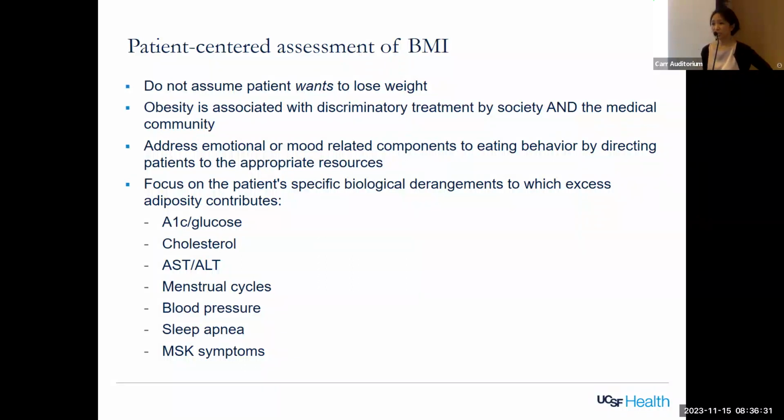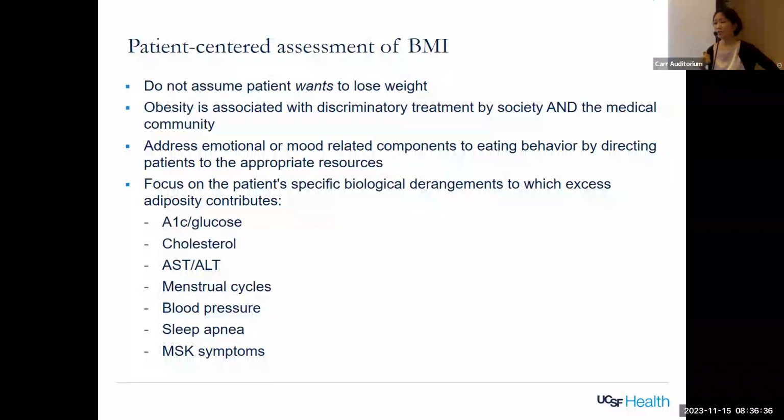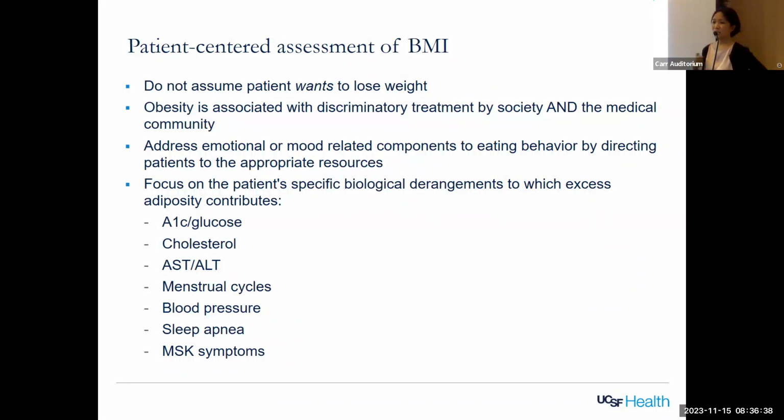So I'm looking at laboratory tests like A1C and glucose. I'm looking at cholesterol. I'm looking for the presence of steatohepatitis, menstrual cycles, blood pressure, sleep apnea, and musculoskeletal symptoms, because these are the things that are going to be the most pertinent to the person and be the motivating driver to their treatment. I will also say that it doesn't take a tremendous amount of weight loss to improve these clinical conditions. And that's really what we want to drive home today as well.